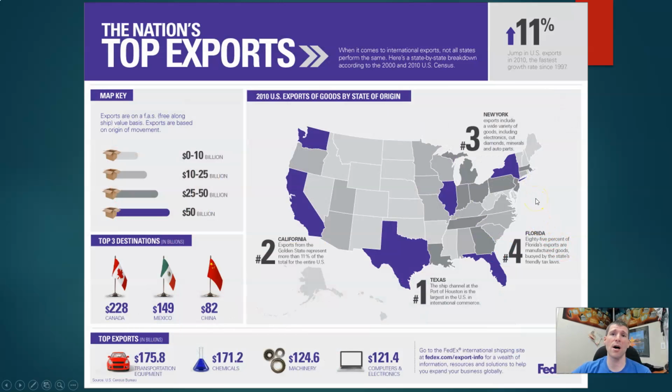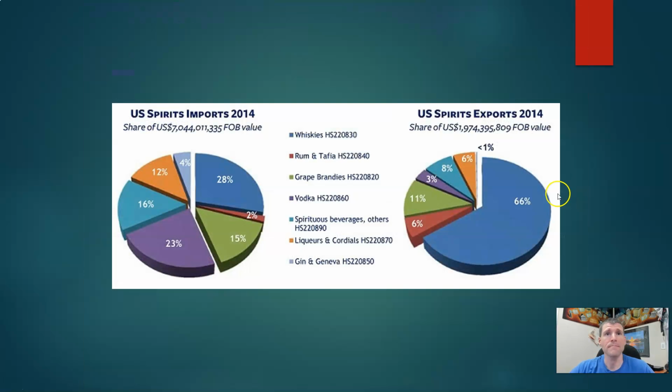Okay, so the biggest exporting states, Texas is number 1, largely because of oil that we export, especially out of Houston. But biggest trading partners, right? Top 3 destinations: Canada, Mexico, China. You can see the stuff that we're exporting.